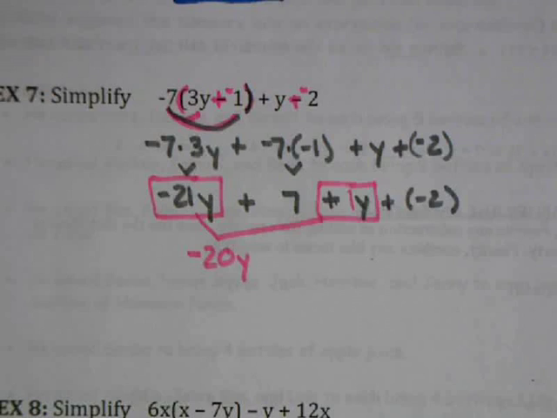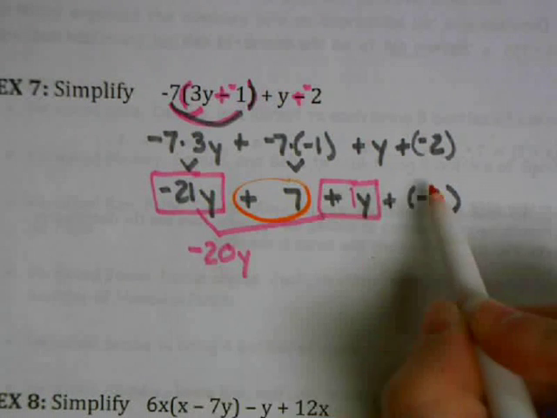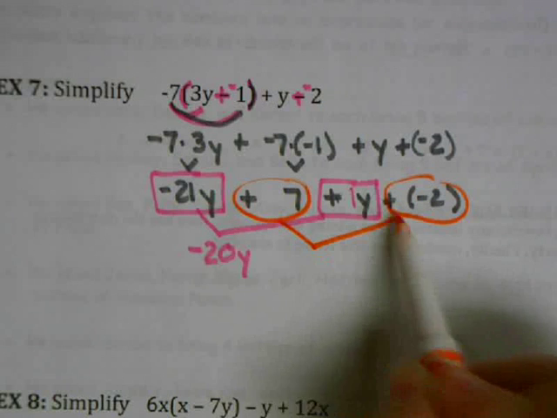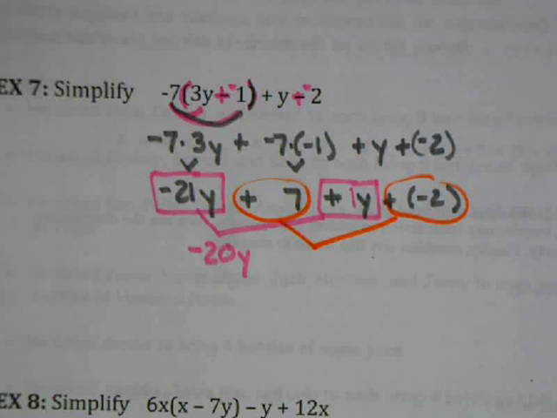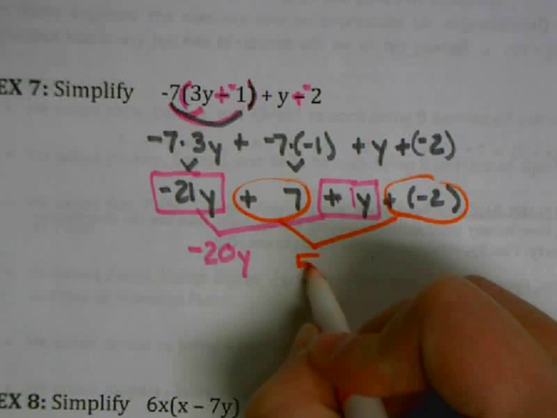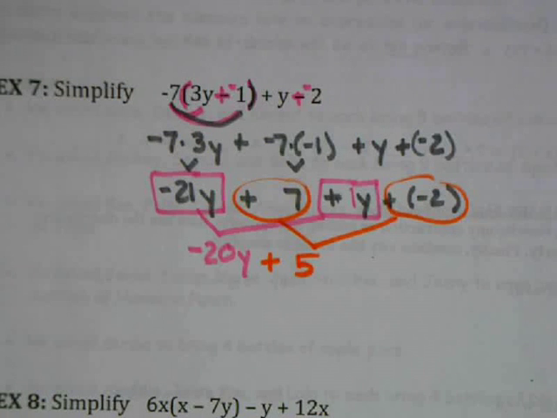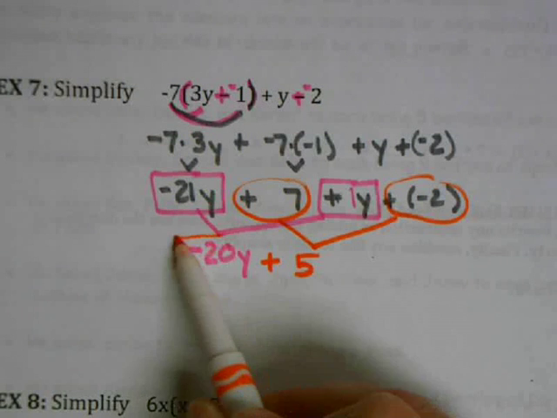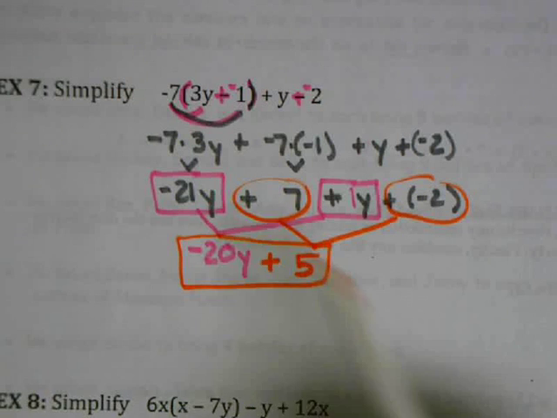Can I combine anything else? What about those constants? What about this 7 and this -2? Can I combine those guys together? What's 7 plus -2? +5. So I get -20y plus 5. Can I combine those two together? Nope, this has a y, this doesn't. They're not like terms, so we are done.